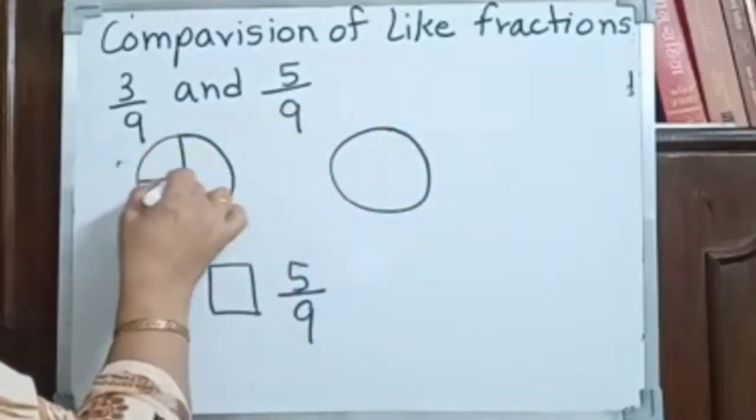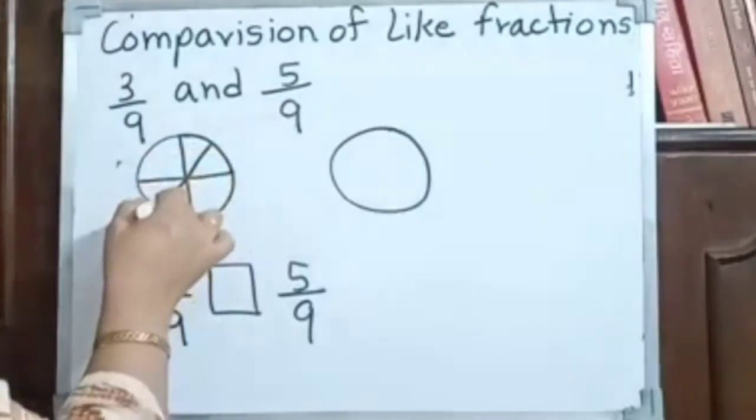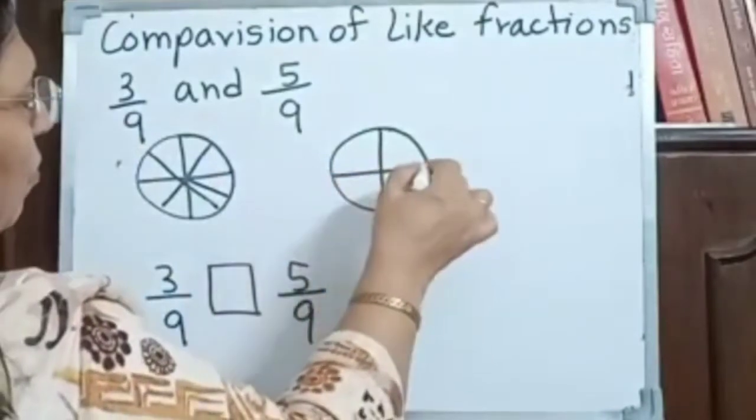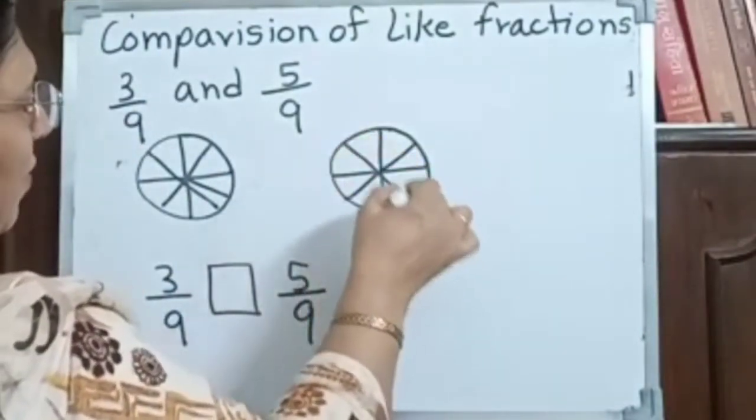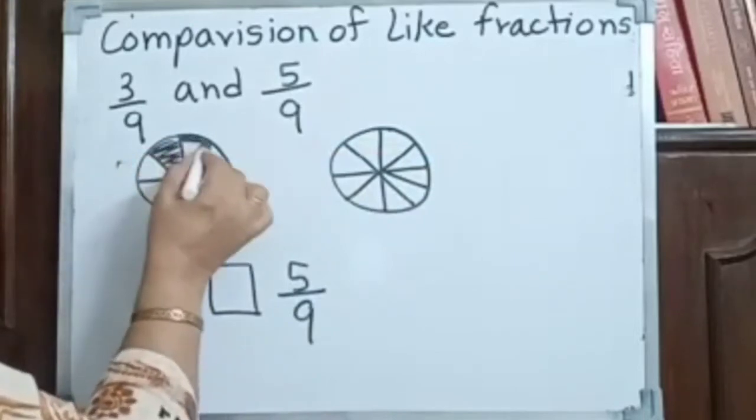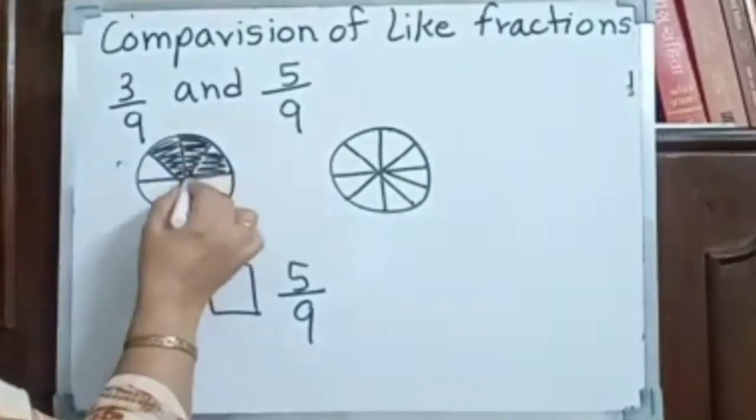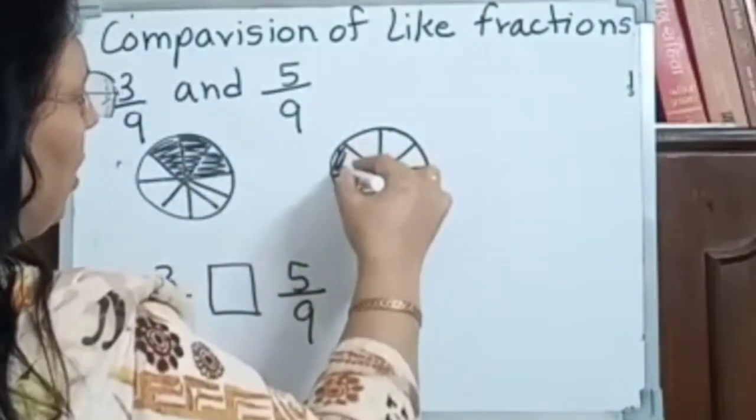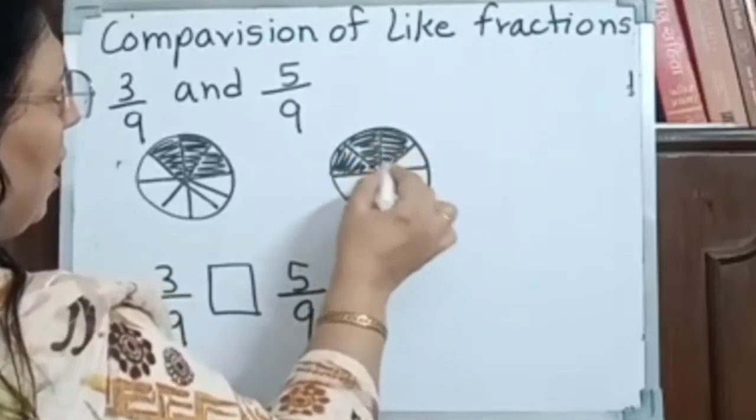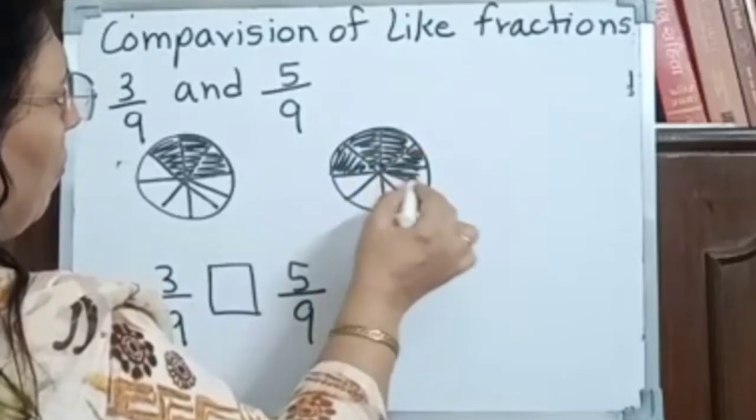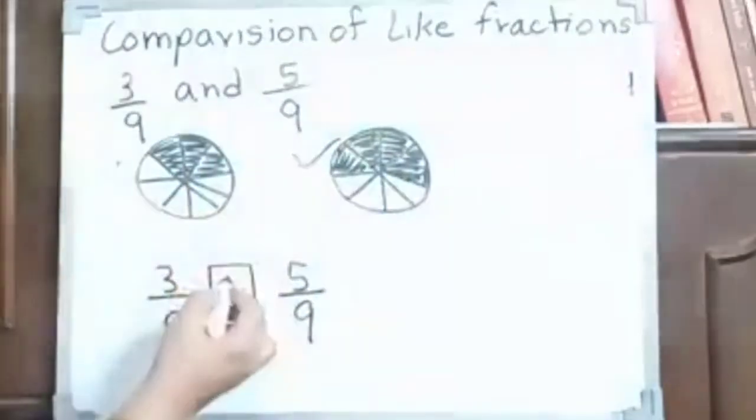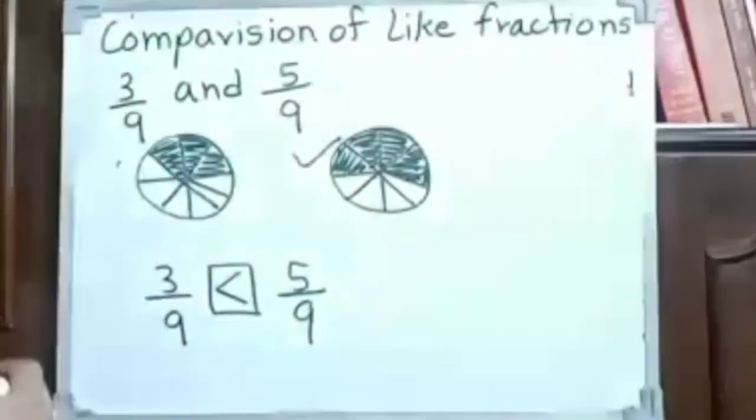We make 9 parts: 1, 2, 3, 4, 5, 6, 7, 8, 9. Now shade 3 parts: 1, 2, 3. Now here you shade 5 parts: 1, 2, 3, 4, 5. Now look here. Which one is the bigger part? 5 upon 9. So the crocodile mouth will be like that.